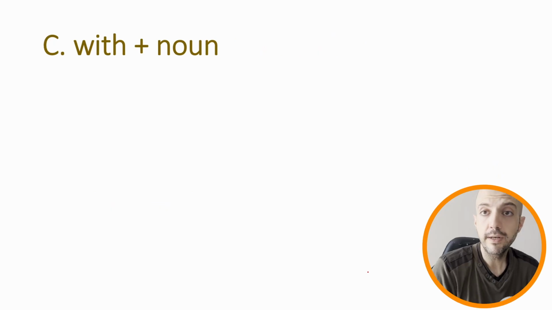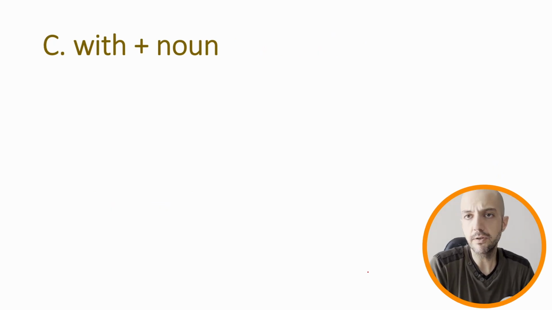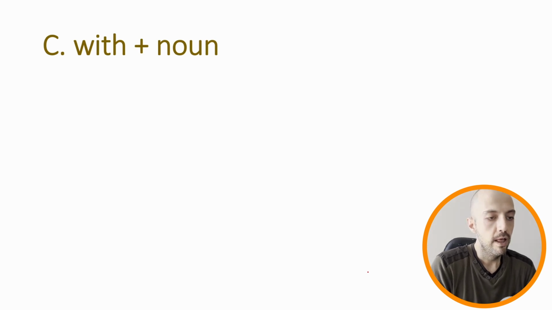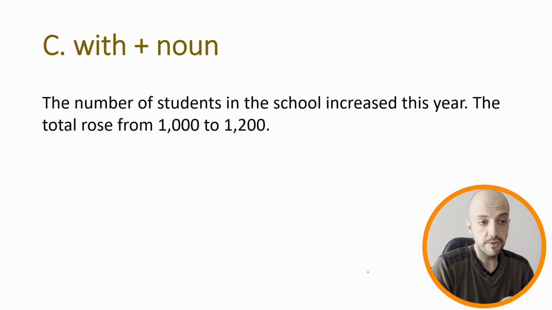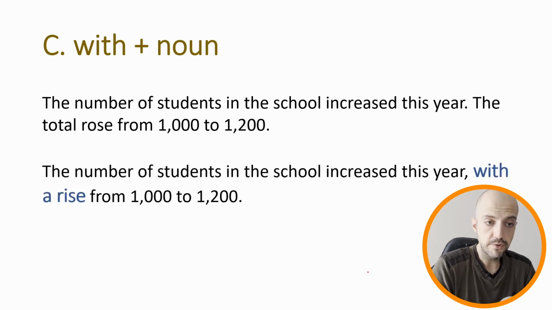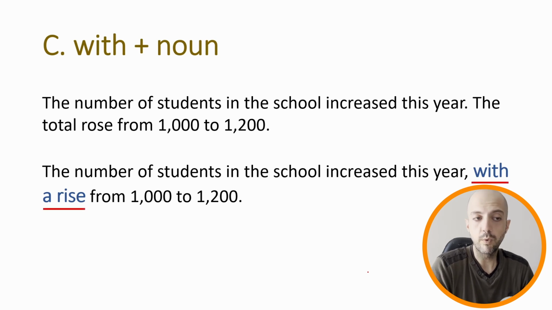All right, the third one, it's kind of easier. It's quite similar to the previous one, but it's just with plus noun, like with a rise and so on. Example, the number of students in the school increased this year. The total rose from 1,000 to 1,200. Now let's combine them. The number of students in the school increased this year, with a rise from 1,000 to 1,200.